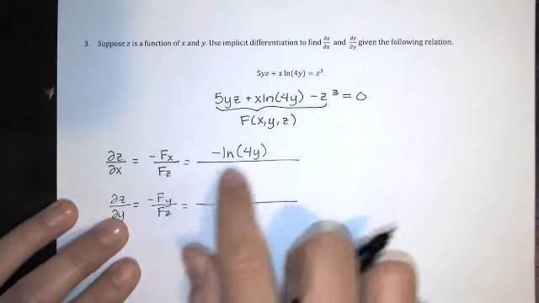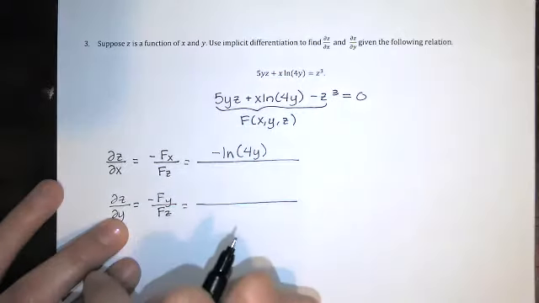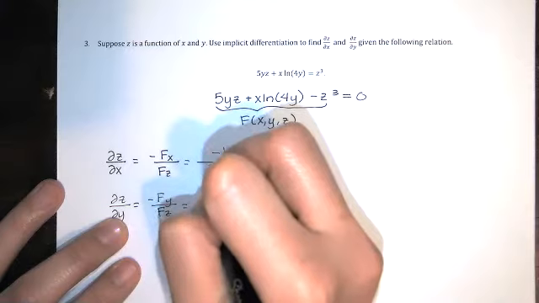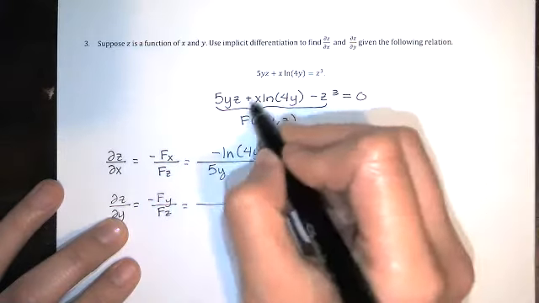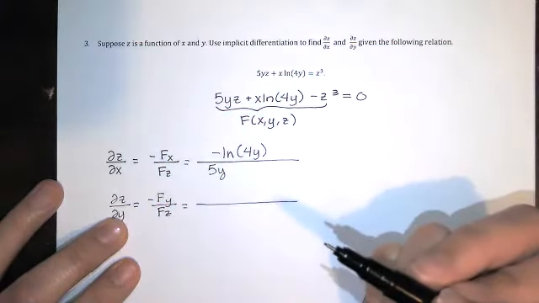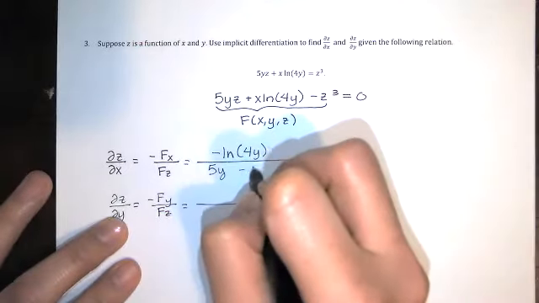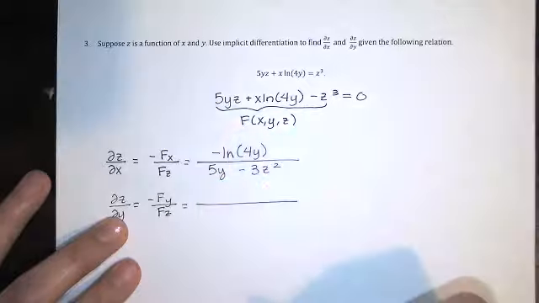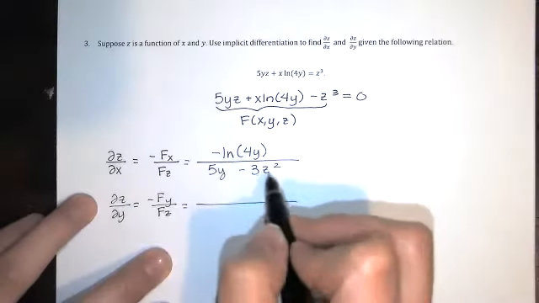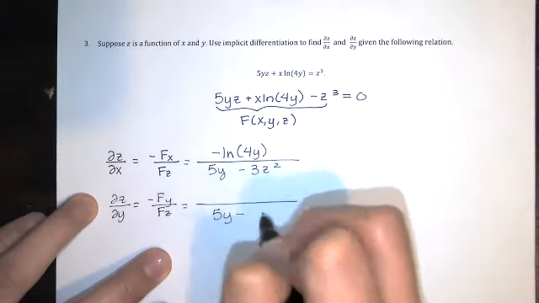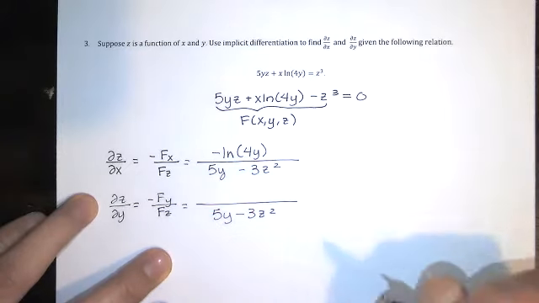In the denominator, we want the partial of this with respect to z. So that's a constant times z. The derivative of a constant times z is just my constant. There are no z's in this. The derivative of that with respect to z, if x and y are constants, is 0. The derivative of that piece with respect to z is, of course, 3z squared. So that partial of f with respect to z is going to show up in the denominator over here as well.